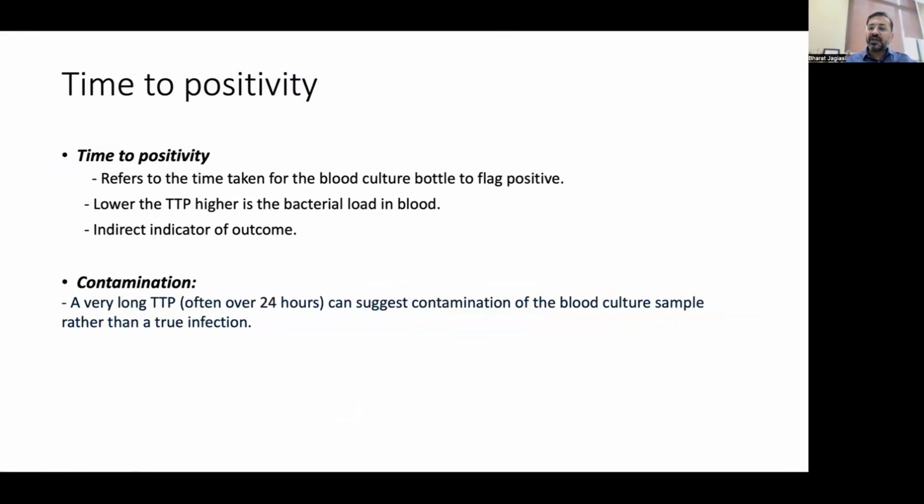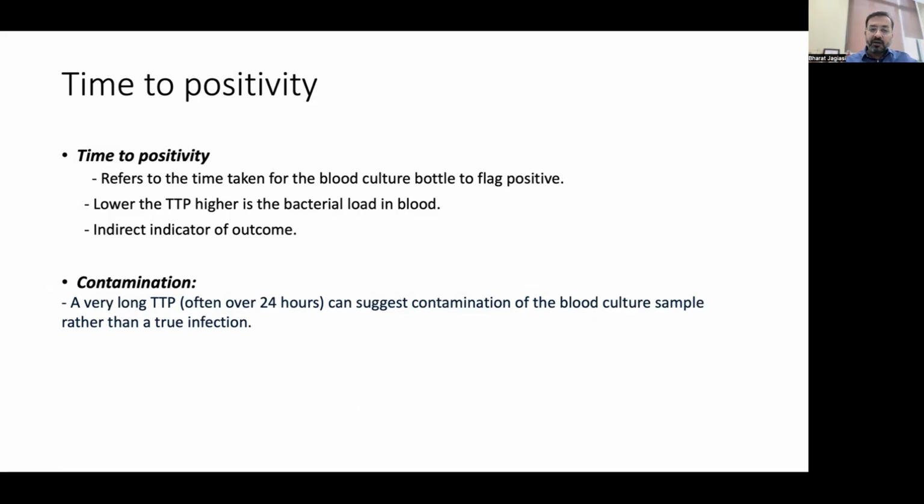This refers to the time taken for the blood culture bottle to flag positive, that is, from the moment the culture is laid and goes for incubation till it flags positive. It's called time to positivity. And of course, the more the number of bacteria, the faster it will flag positive, so lower would be the time to positivity. That means lower the time to positivity, higher is the bacterial load in the blood. And this is why it is also a prognostic indicator.